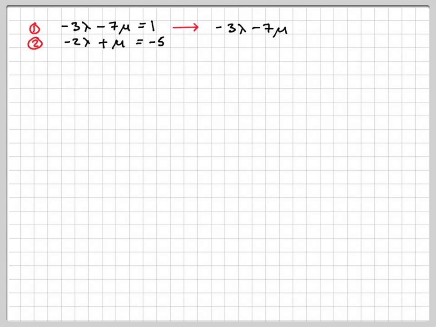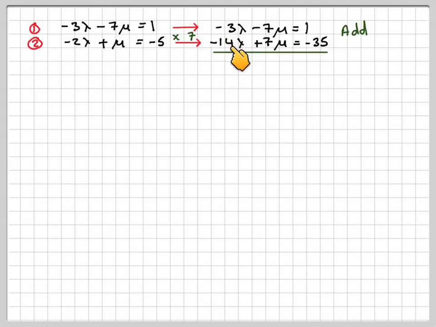Keep the first one the same: -3λ - 7μ = 1. Then we multiply the second one by 7. So 7 times -2 is -14λ + 7μ, and it's equal to -35. Take great care in doing that bit, particularly when there's a lot of minus signs. Now the signs here are different, so we will add. -3λ - 14λ gives me -17λ. -7μ + 7μ is nothing, that's why we did it. And 1 - 35 gives me -34. Dividing by -17 gives λ = 2.